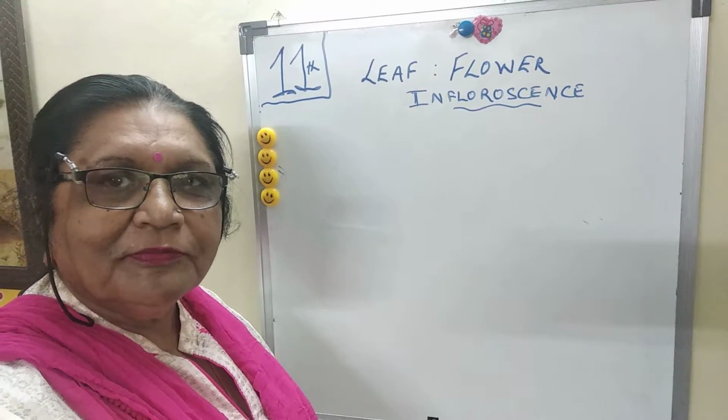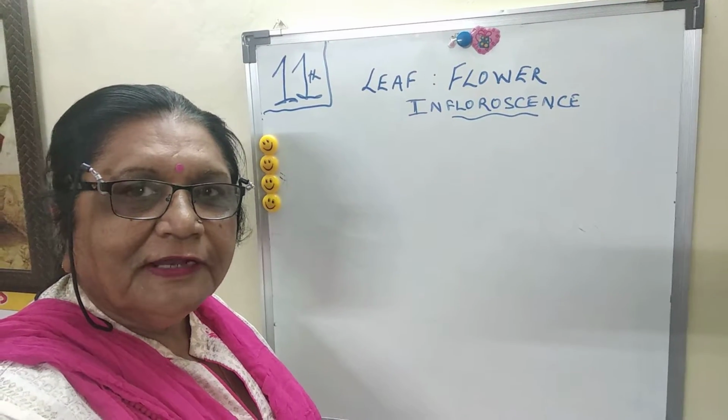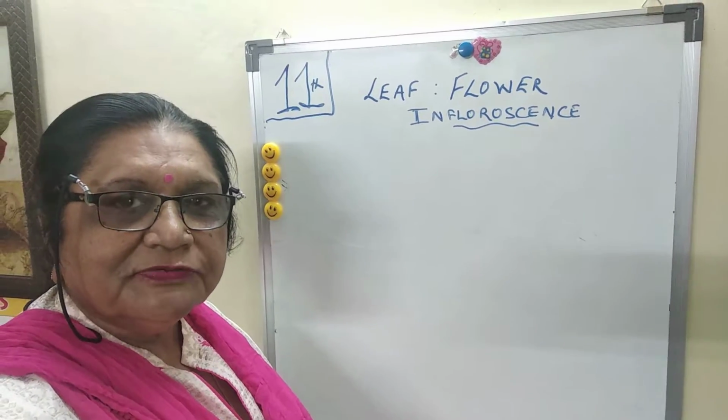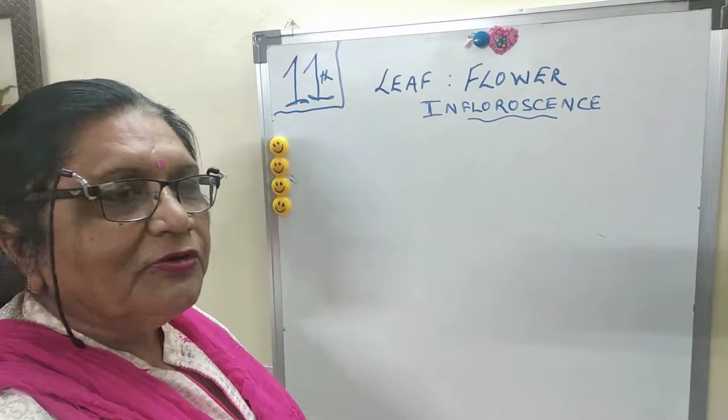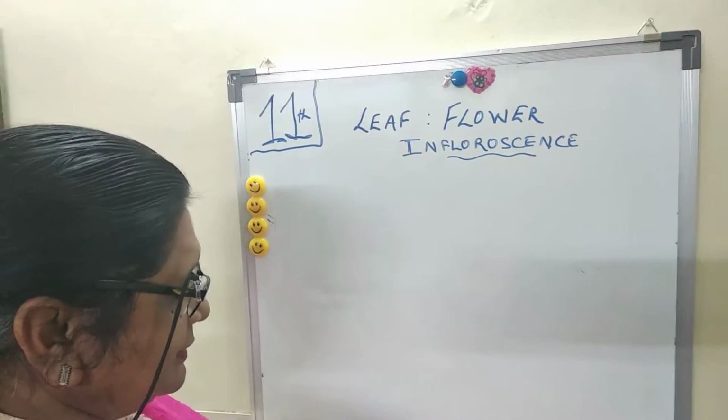Today I will continue the morphology, that is leaf, flower and inflorescence. Previously we have discussed up to the stem. Now continue with the topic, that is a leaf.